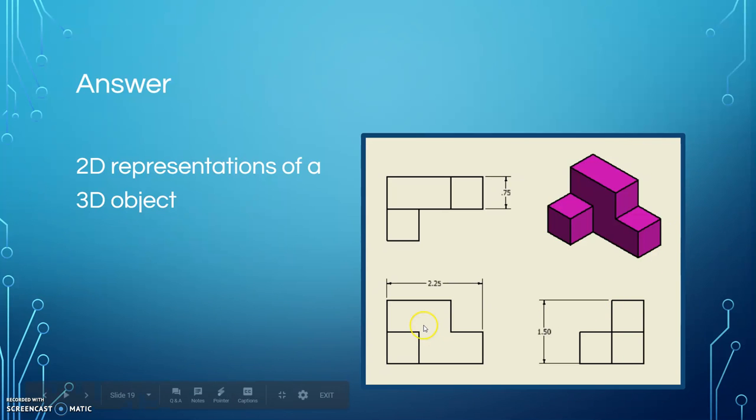When I look at my front view, my top view, and my side view, or the multi-view drawing, each part shows 2 dimensions. My front view shows the height and the width. My top view shows the width and the depth. And then my right side view shows both the height and the depth.